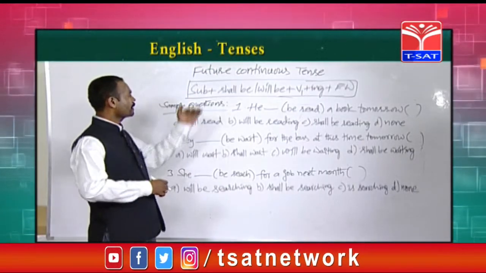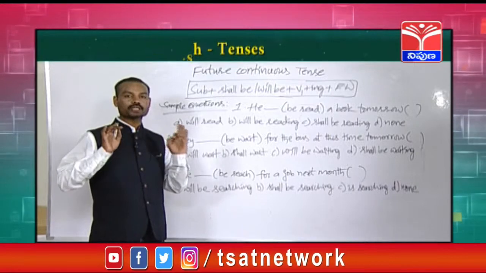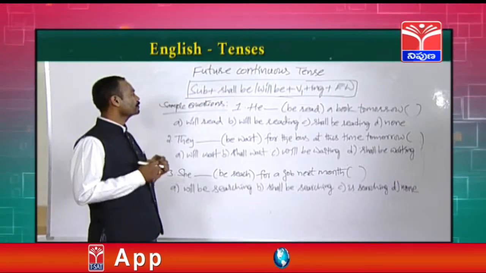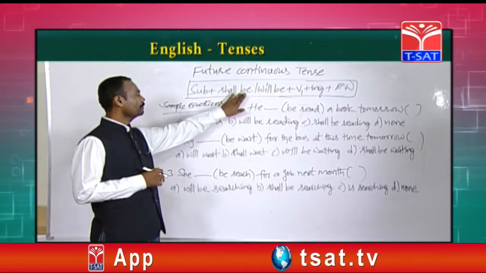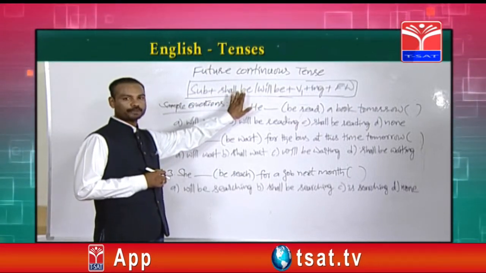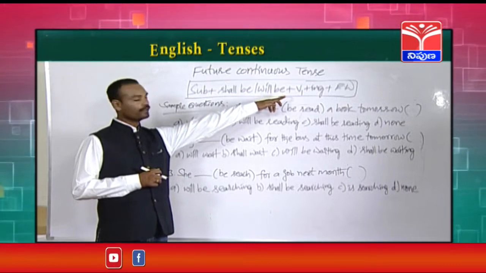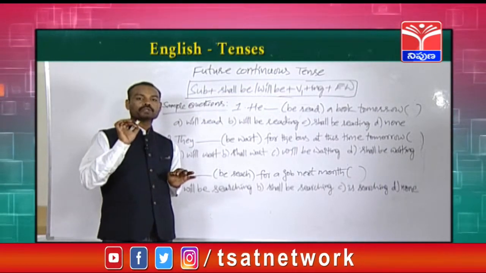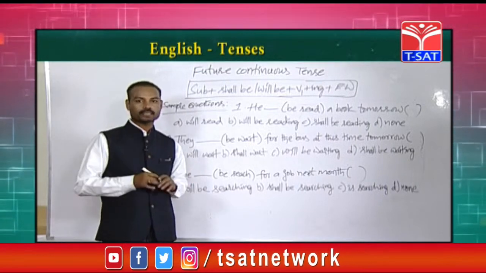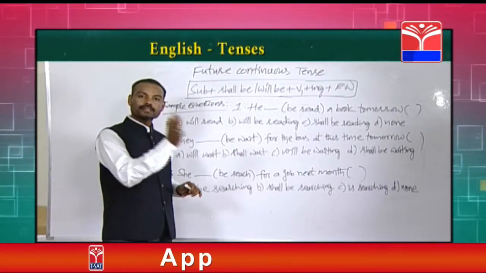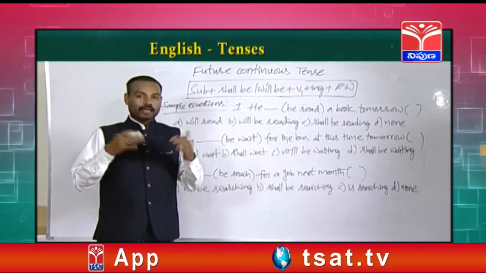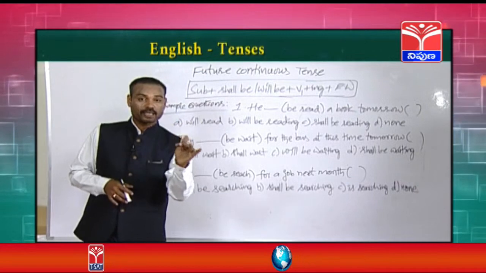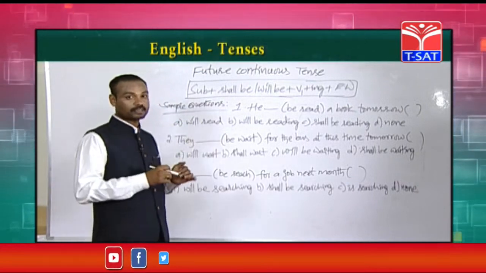Friends, here is another new tense, that is future continuous tense. This is the frame of future continuous. Subject, shall be and will be. These two are called helping verbs. V1 plus ing form, then extra words. Okay. Now I am going to tell you the definition of future continuous tense. The tense which is used to indicate an action which will be going on at some time in the future is called future continuous tense.